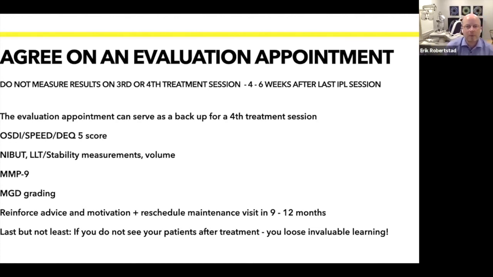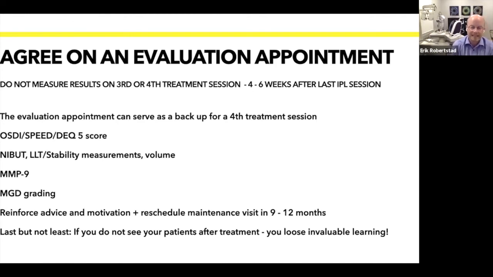So when I get people back, I would use the TearCheck to measure again non-invasive breakup time, stability measurements, tear volume, those numbers that you would like to see improved. I use SPEED, so I would repeat SPEED and quantify their score on that. And if the MMP9 was positive prior to treatment, I would repeat it to see if I can get people out of the inflammatory state or whether it's necessary to start an anti-inflammatory treatment.